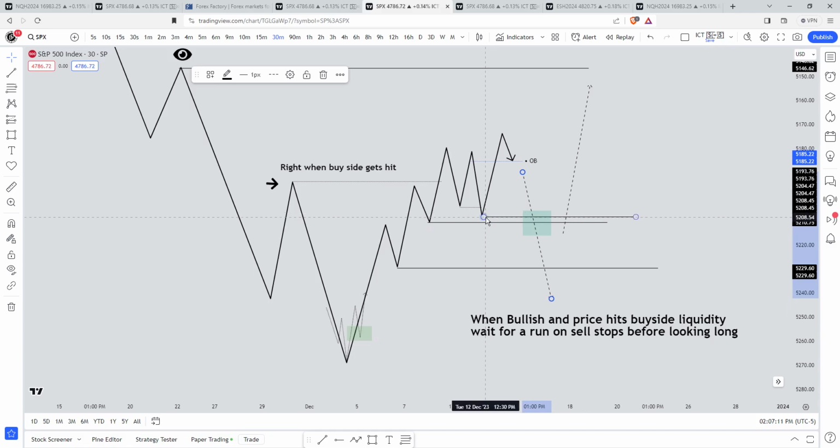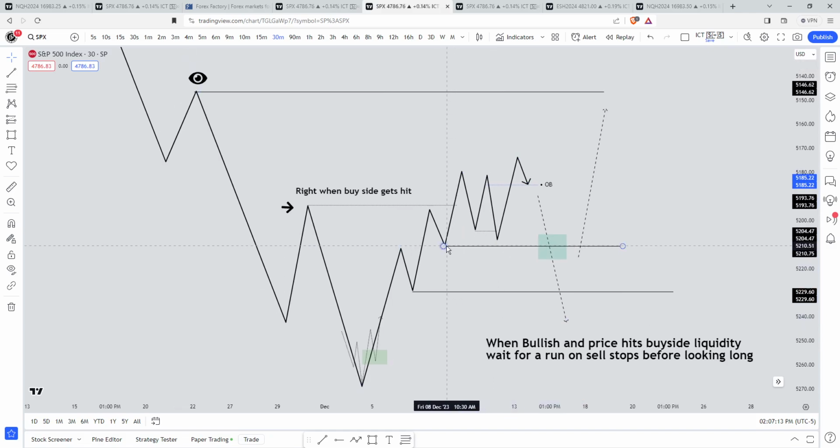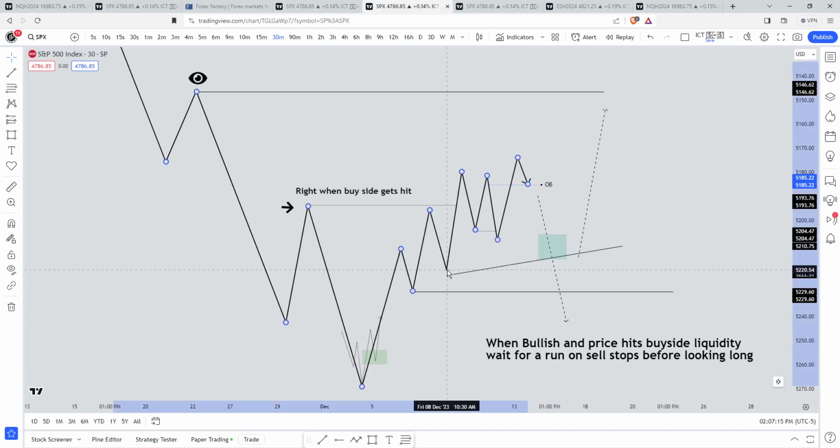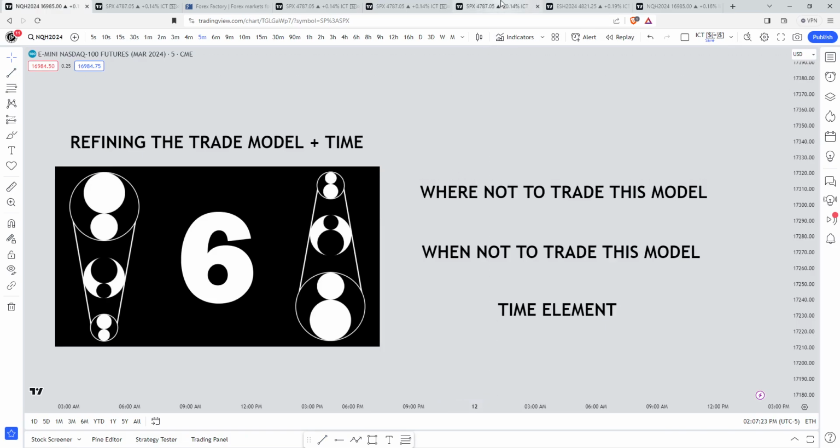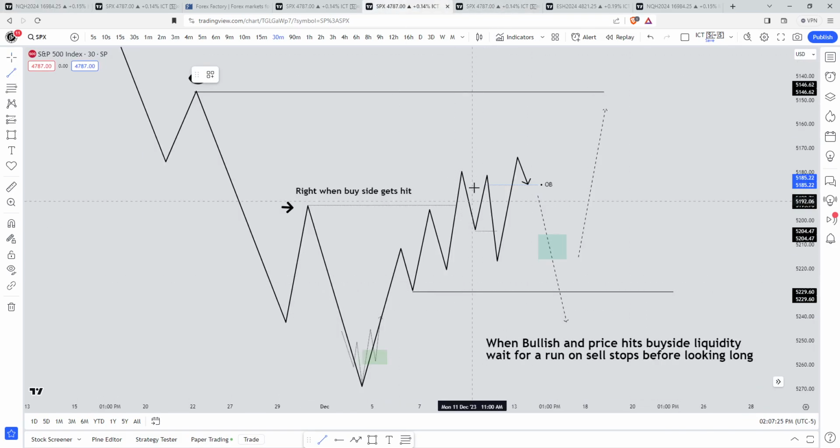Another thing, let's say we have something like this, where we have all of these lows clustered close together. Another thing to add, where not to trade this model. When price does this and it retraces back down, it hits buy side liquidity, and then you have these lows clustered very close together.